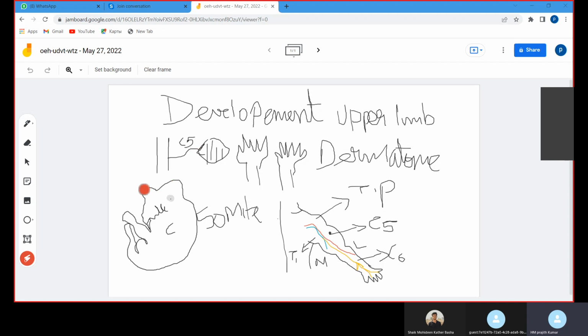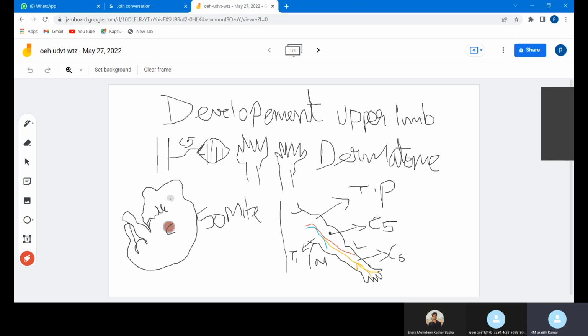Here we see this is you when you are in your mother's uterus. So this one is the upper limb bud. This upper limb bud develops at the end of the fourth week. We also have our lower limb buds. These are the lower limb buds. These lower limb buds develop by the end of the fifth week. We can see that the upper limb bud develops before the lower limb buds.